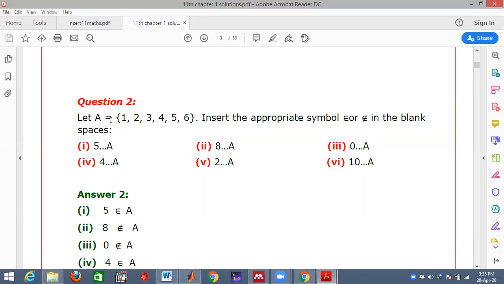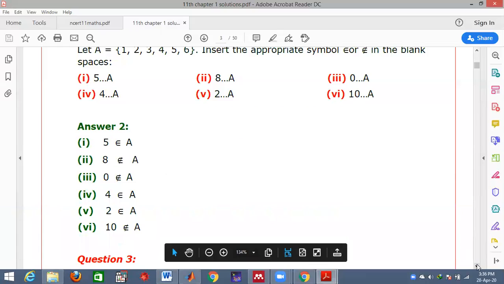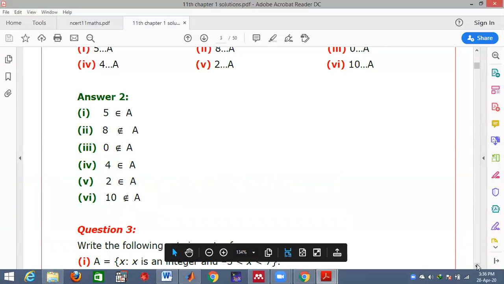For example, 1 belongs to this, so we will write 1 belongs to this. And 7 does not belong to this, so we will write 7 does not belong to this. Here is 5, yes, 5 belongs to this, so we will write 5 belongs to this. 8 does not belong to this, and all the others are the same. Here are the solutions, I have written these.